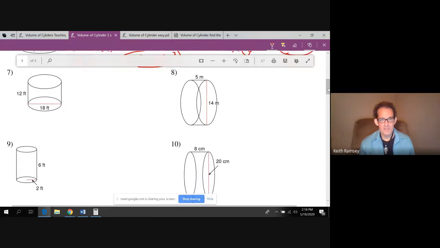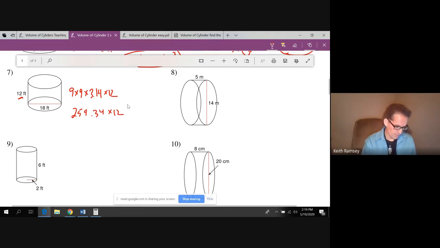Okay, let's take a look at number 7 and 8. This is the diameter. That's not what you want for the area of the circle. You want the radius. So half of 18 is the radius, which is 9. So I have 9 times 9 times pi times the height, which is 12. So I know 9 times 9 is 81 times pi is going to be 254.34 times the height of 12, which is going to equal 3,052.08 cubic feet for number 7.